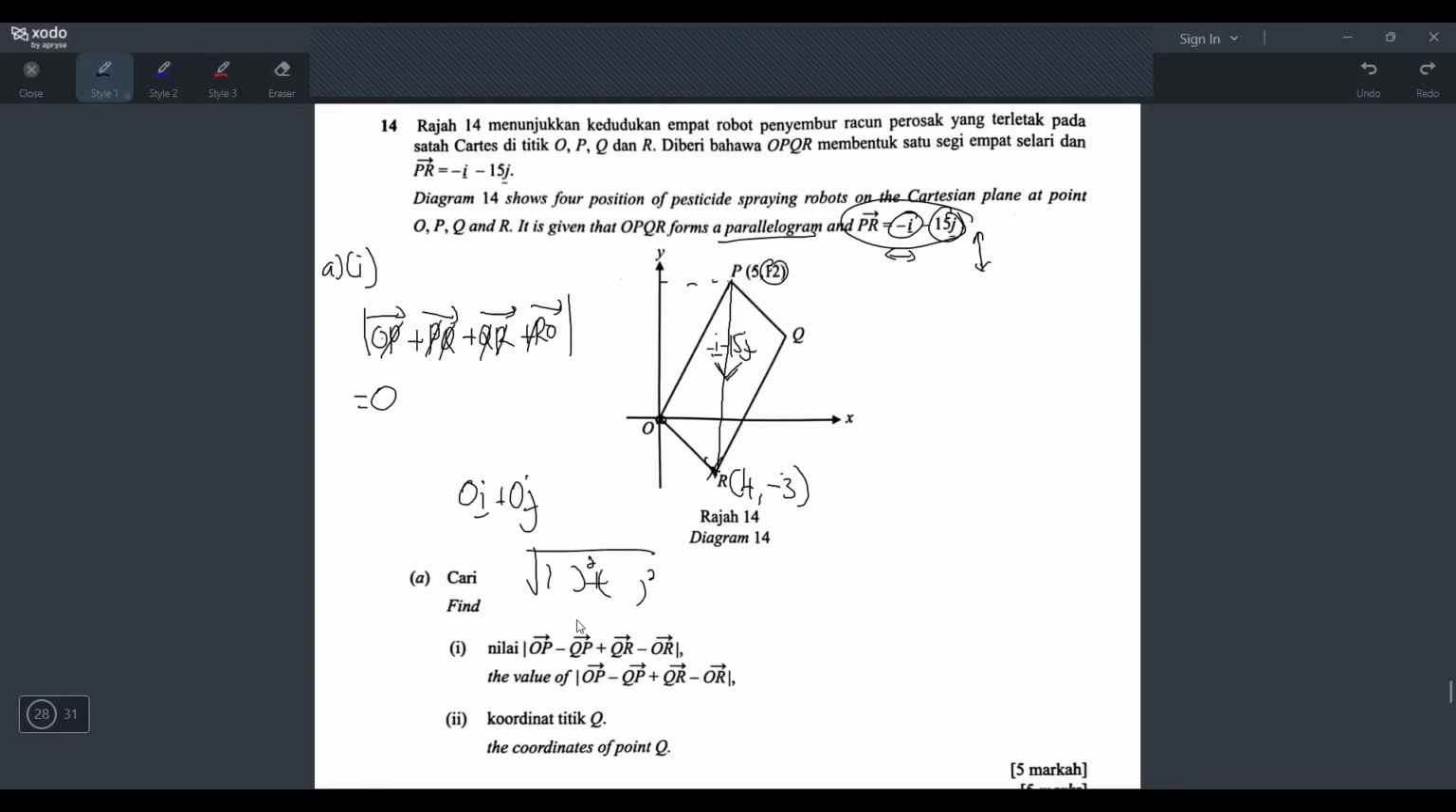Yeah, and end up with 0. Okay, because vector OO is definitely 0i 0j, right? That's why the magnitude is also 0. Okay, hope you understand. Second question, find the coordinates of point Q.